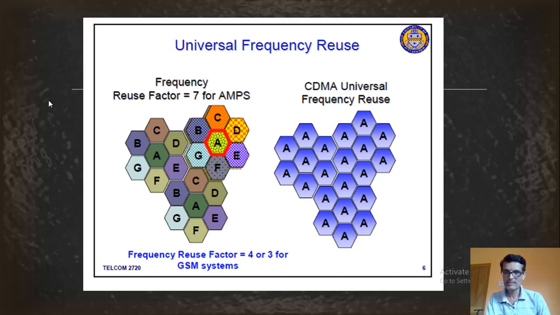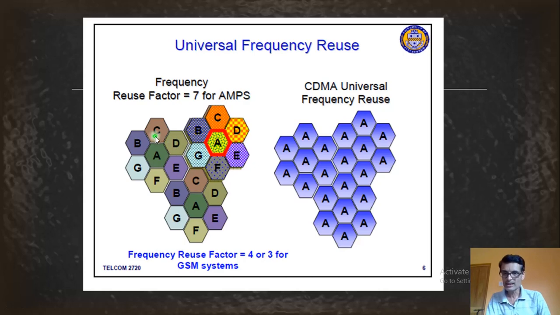The same frequencies can be reused everywhere. The frequencies used in this particular cluster can be used in this cluster also. Let us say the reuse factor is 7, and around 70 channels are allocated for a particular company. Let us say Airtel is using only 70 channels. Channels here means the frequency carriers, the number of carriers allocated for them.